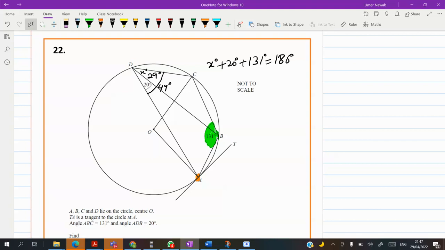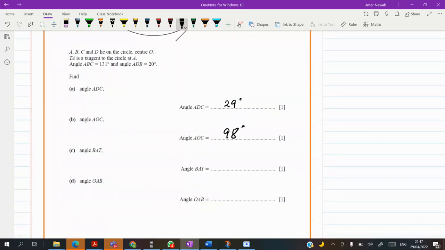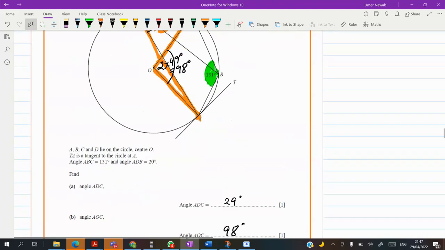AOC, guys. Central angle, he's asking you. AOC. And did we find the back angle? The back angle was 49. We found it. So we need to take the double of this. So 2 times 49 will give you 98. So this is 98. We found AOC angle.